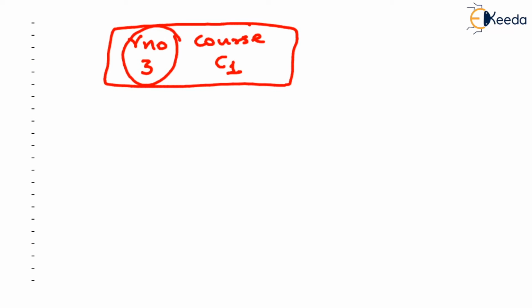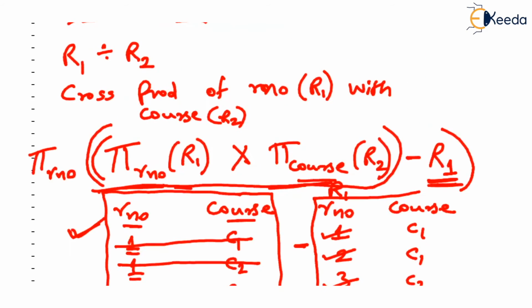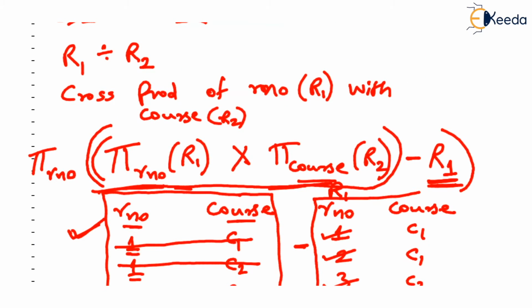What is this again? Come back to the point. This is the student who has not taken all the courses. Fine. Now finally what is done is, I will put this again in one more bracket. Now finally what is done is that from this result, we subtract all the roll numbers. So project roll number minus all this.